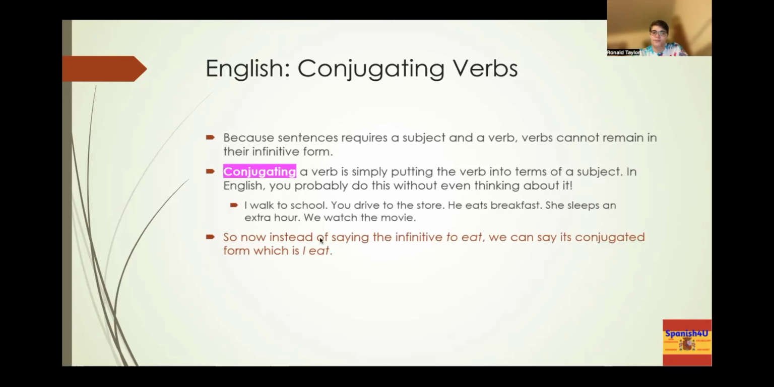So again, instead of saying the infinitive form, which is neutral, no subject, to eat, to sleep, we're now going to say I eat, I sleep, you eat, which is the conjugated form. And to do that in English, we simply put I, you, our pronoun, in front of the verb. But in Spanish, it's a little different, and you'll see.